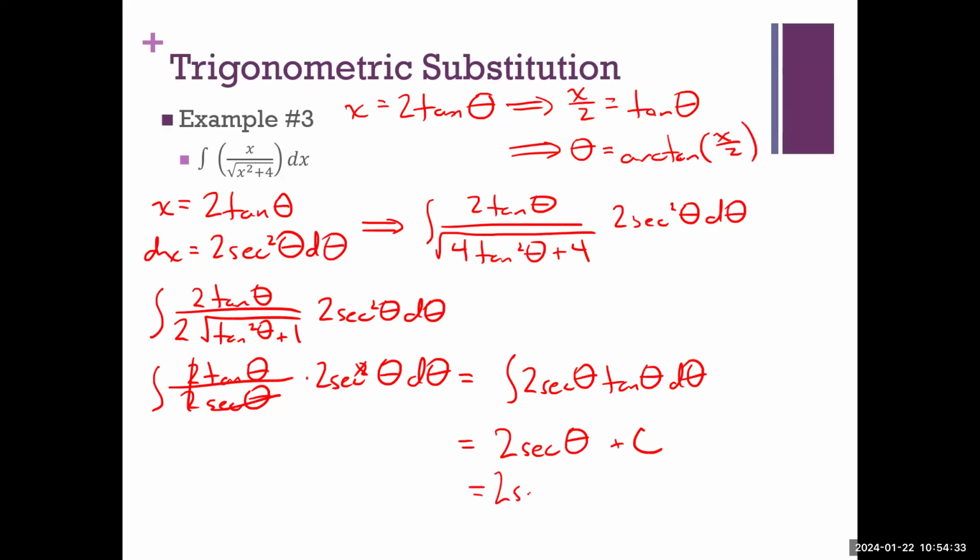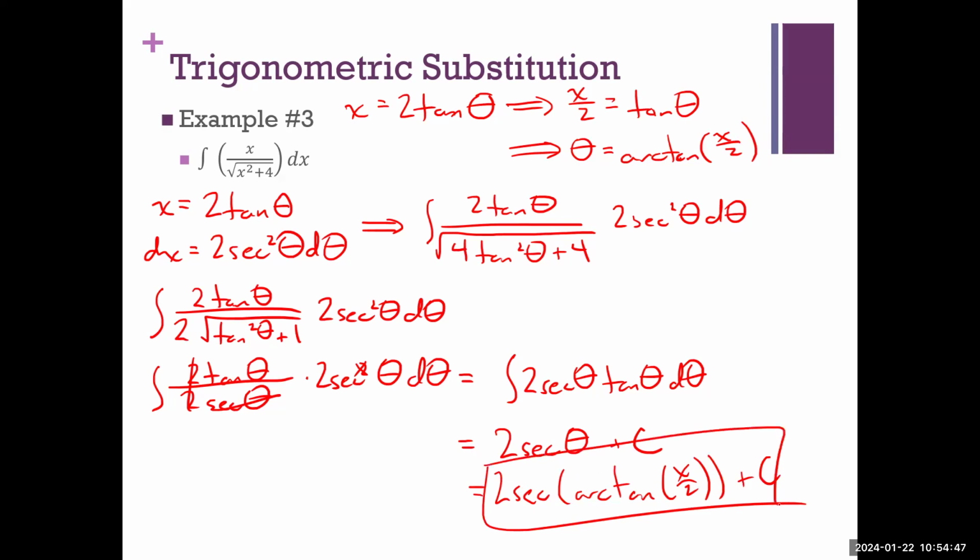So I get this 2 secant of arctangent x over 2 plus c. Any questions? So, I mean, about this example or anything else we've done with trig substitution, kind of a strange thing, obviously. Anything at all we want to go over before we go?